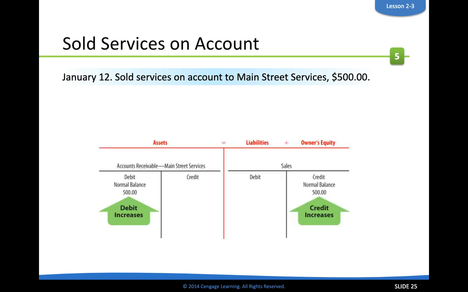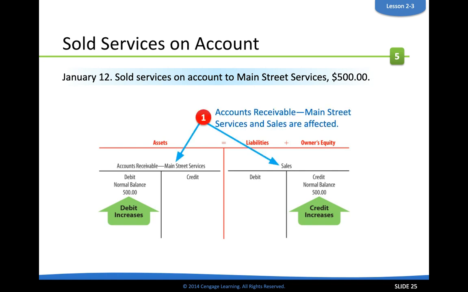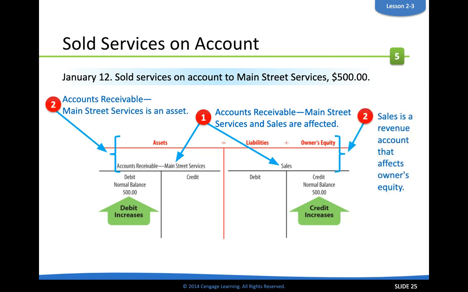So question number 1, which accounts are impacted? We have accounts receivable, which is an asset account, as you'll see in question 2. And we have sales again, which is an owner's equity account. Question number 2 there, kind of what I just said. Accounts receivable is an asset, meaning that Main Street Services owes Delgado Web Services in this sense, and then sales belongs to owner's equity.